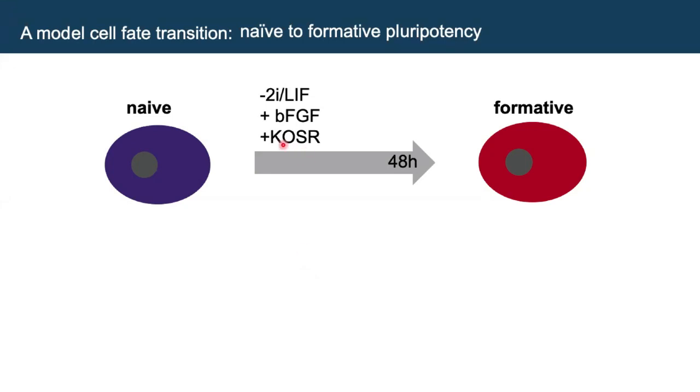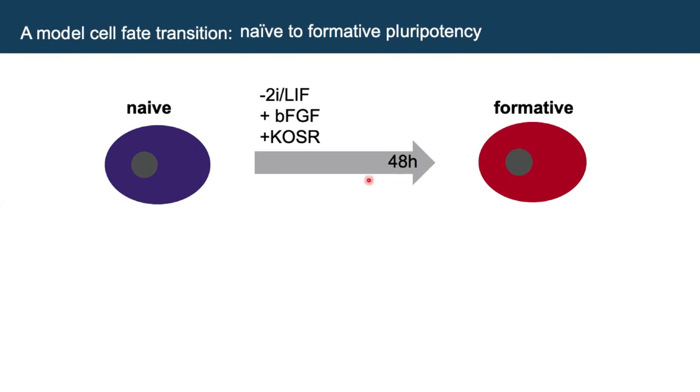So we keep our mouse embryonic stem cells under defined culture conditions. In these culture conditions, they are very stable, they can self-renew, but as soon as we exchange these culture conditions, cells are committing to formative pluripotency. Roughly 24 hours into this process, they reach a point of no return. So if you then would put them back into the original conditions, they are not able to self-renew. But if you just let them go within 48 hours, they have reached a state of formative pluripotency.